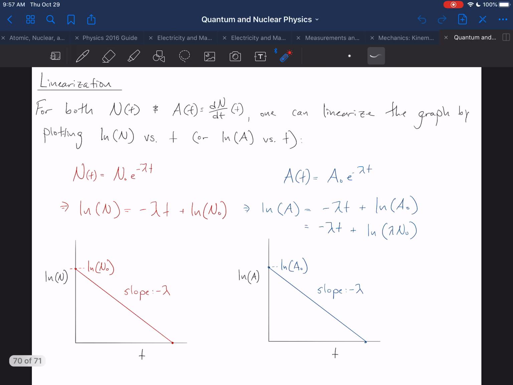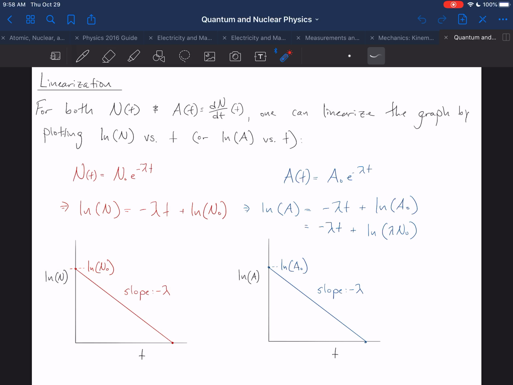Finally, there's one more mathematical technique that's really important to recognize for analyzing radioactive decay. For both N of t and the activity, A of t equals dN/dt of t, one can linearize the graph using a particular technique: plotting the natural logarithm of the quantity versus the time. So let's see why that works.